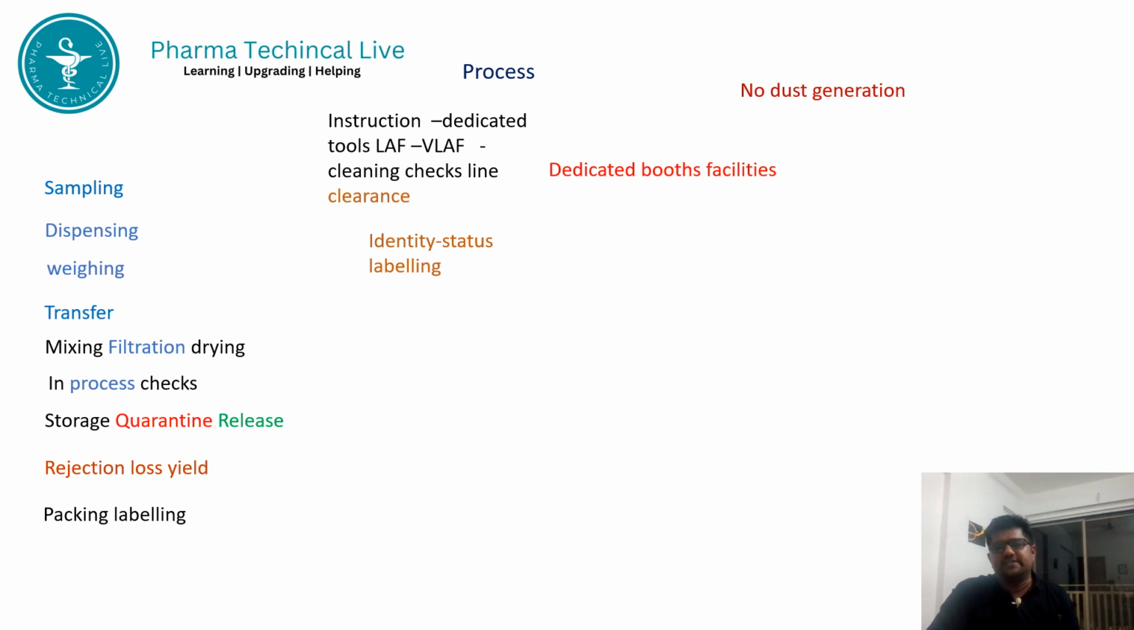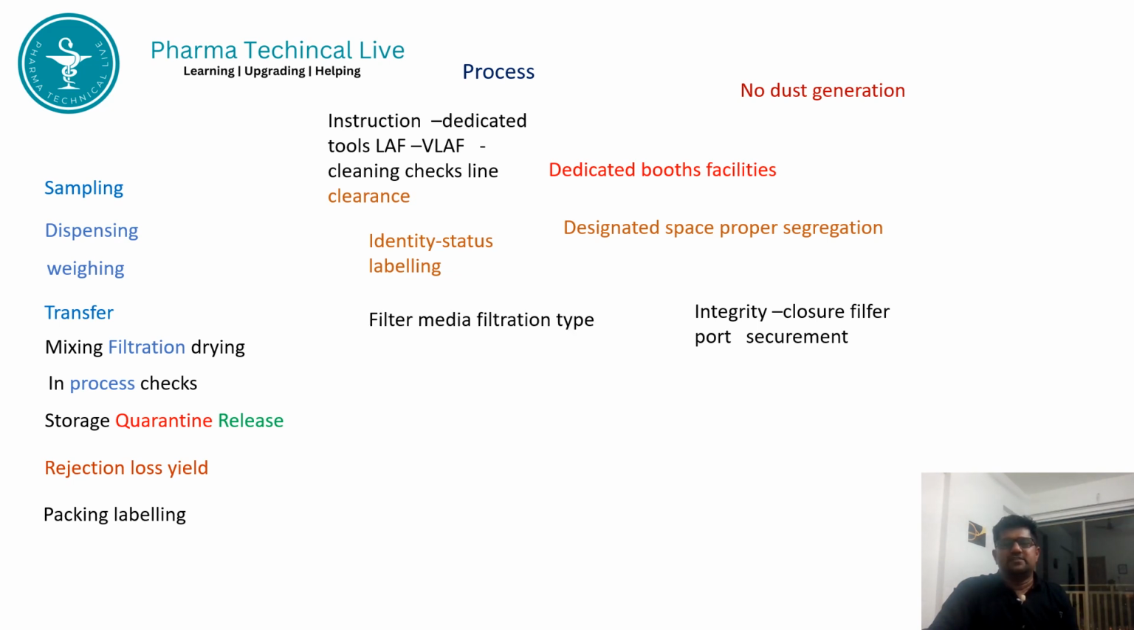Then dedicated booth facilities. There should not be dust generation during the manufacturing process. It should be done in a designated space with proper segregation, like dedicated facilities for cephalosporin, hormones, and similar potent molecules. We have to manufacture in segregated facilities, like the zone concept. Then integrity of filters, then filter medium and filter type. We should not contaminate the product. Then quality of the weighing scale. The weighing scale should be able to give a precise reading through calibration and verification. It has to be demonstrated.